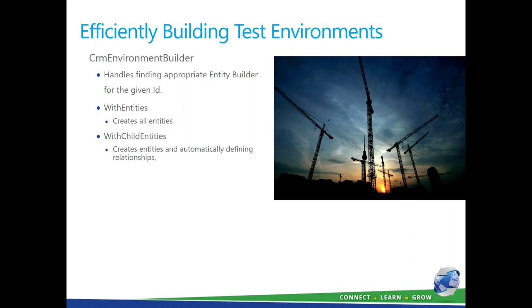It also has methods for specifying just particular ones. If you don't want to create everything in your ID struct, maybe some IDs that you have defined you're going to be deleting, you're going to be creating later in your tests rather than at the beginning. That's a way to handle that. But with entities and with child entities, the child entities goes through and says, okay, I want to create this entity with this as a child record of it, and it does the wiring up for you.